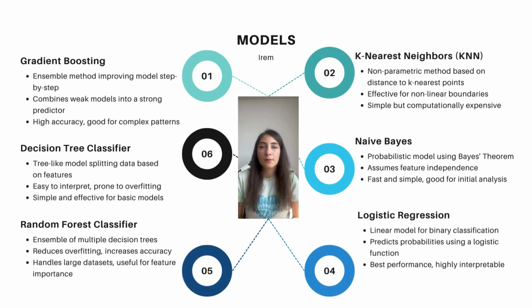Hello everyone, my name is Irem, and today I will explain each model and why we decided to use it. First one, logistic regression. Logistic regression is a model that works well when the data can be separated by a straight line. It's easy to understand and explain because it clearly shows which features are important. In our case, this model gave the best results, so it was a top choice.